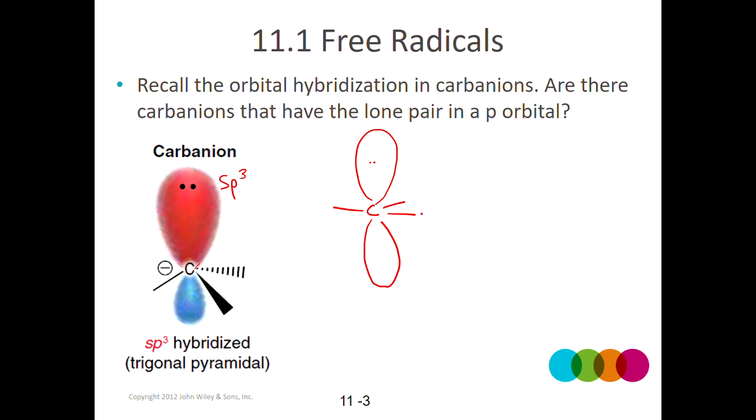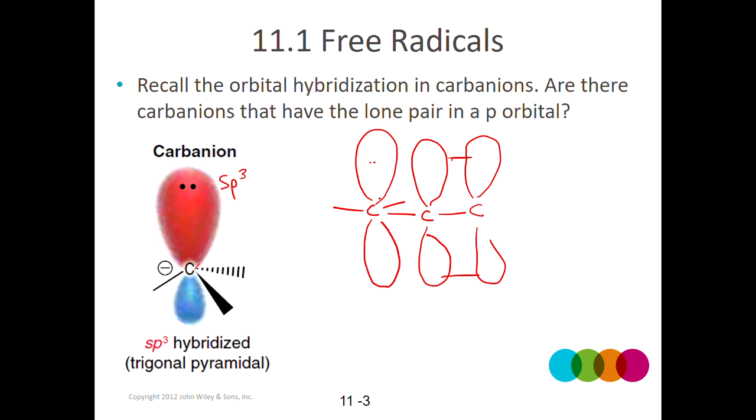But if there's a neighboring atom that also has p orbitals, maybe there's a pi bond here, a C=O double bond or something like that, any kind of pi bond, there are going to be p orbitals there. And so the lone pair in that case would be more stable in a p orbital than an sp3.